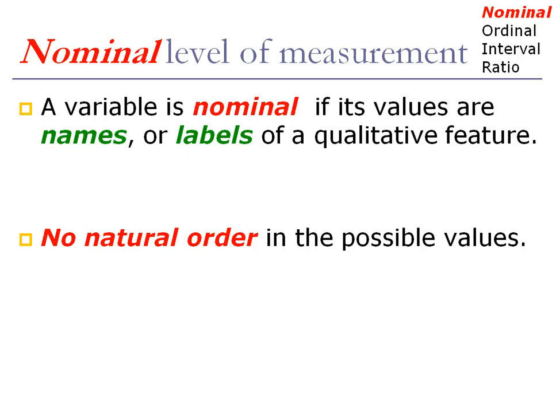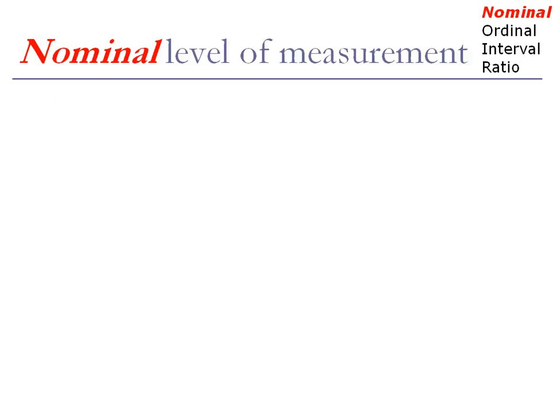Now, the key point about a nominal variable is that its values do not have a natural order. There's no way in which we can order the possible values in a way that makes sense. It's not artificial, it's not imposed, it does not violate some kind of basic requirement. So that is really what is important about the nominal level.